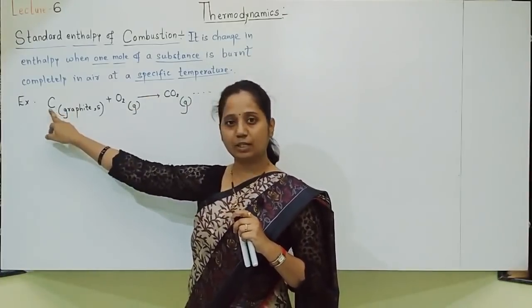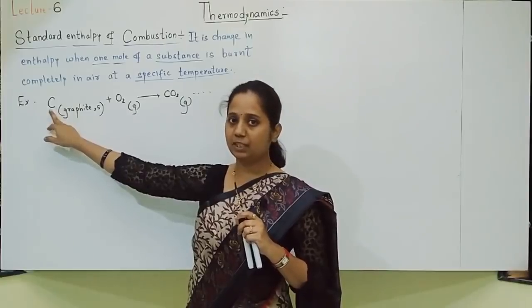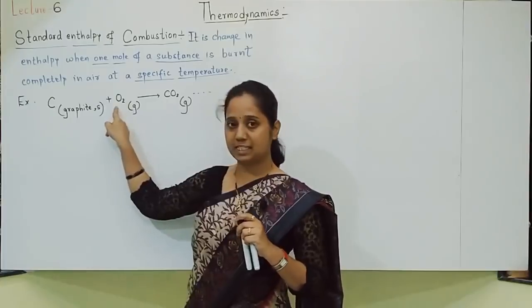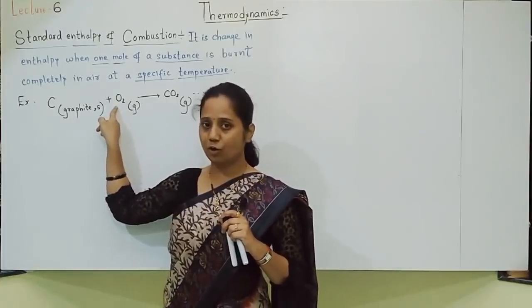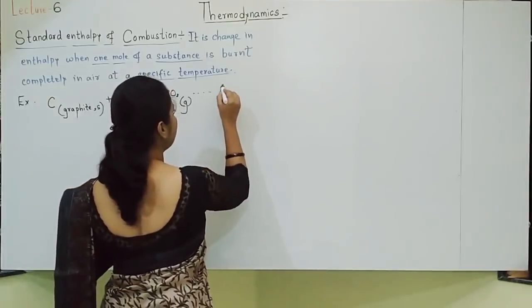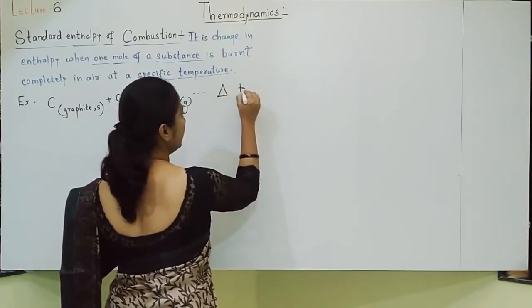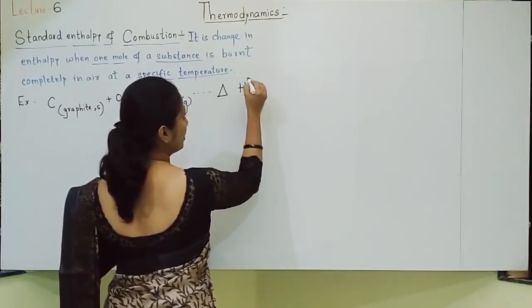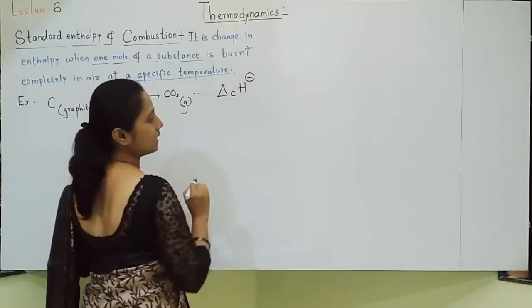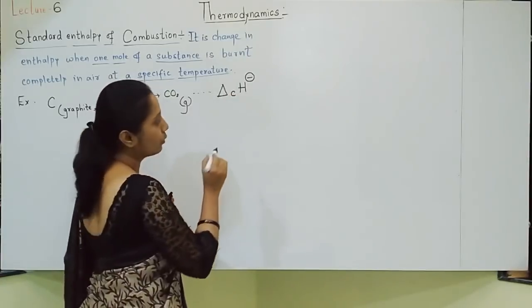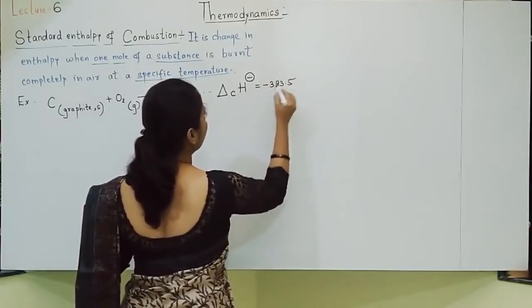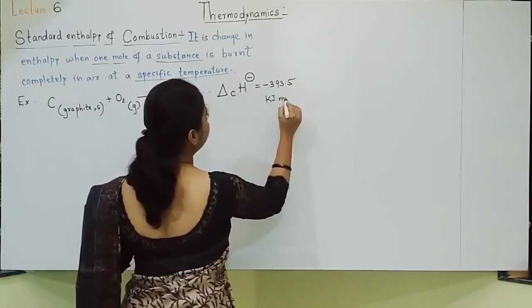So who is undergoing combustion? Who is burning? Carbon in the form of graphite. For burning, what is required? Presence of oxygen is required. So in presence of oxygen, it gives carbon dioxide. During this, what is the change in enthalpy? Enthalpy means H. Standard superscript is written like this. Combustion is indicated by symbol C. And its value is minus 393.5 kilojoule per mole.